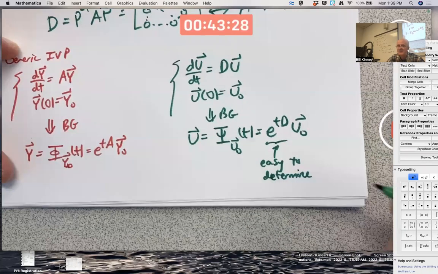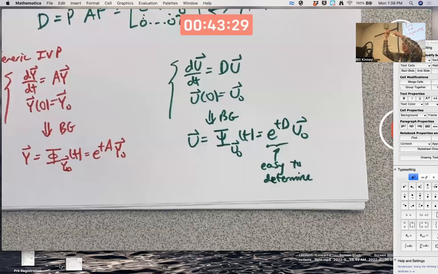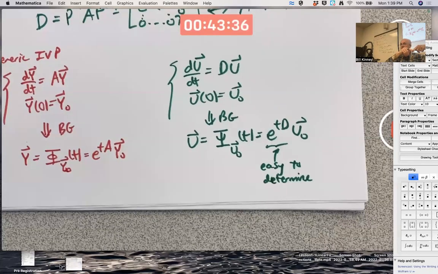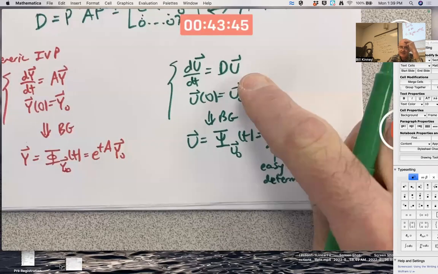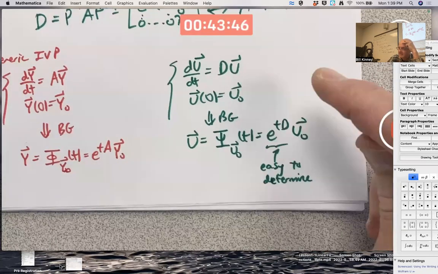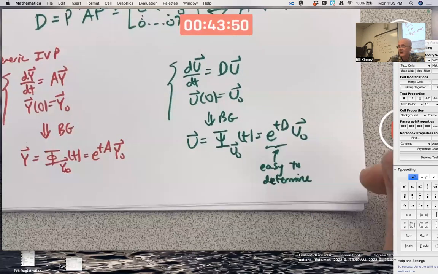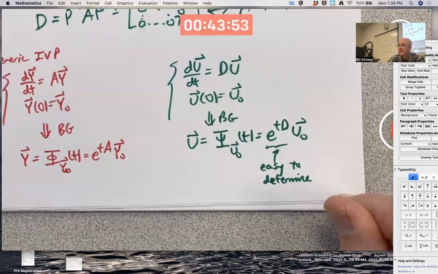When D is diagonal, e to the tD is just e to the lambda 1 t, e to the lambda 2 t, etc. along the main diagonal, and zeros elsewhere. It's a diagonal matrix. If it's not diagonalizable, if D is like a real normal form, it's still relatively easy to determine. If it's a Jordan canonical form, it's still relatively easy to determine. That's the whole point.